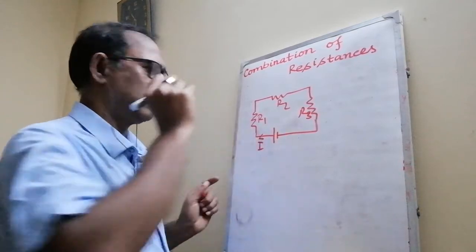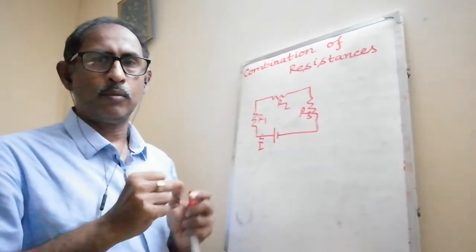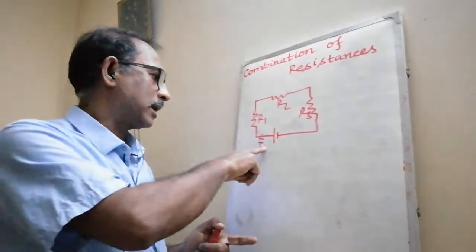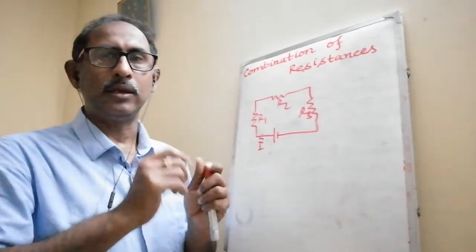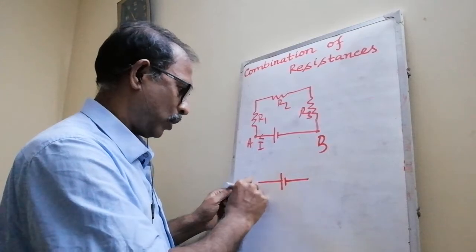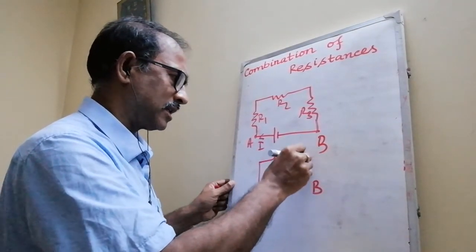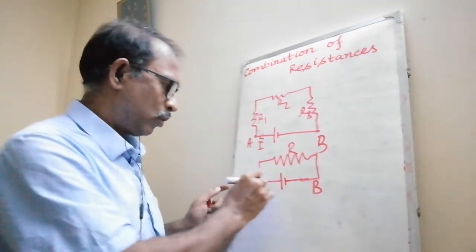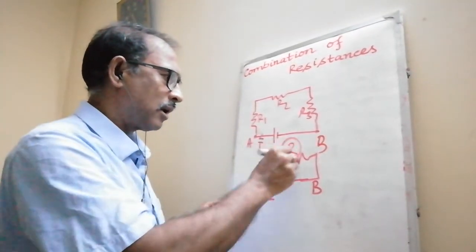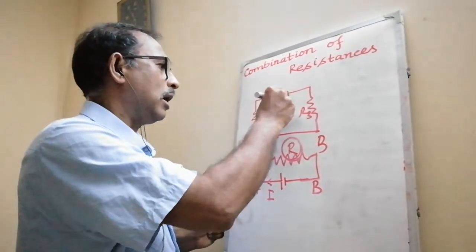And say the circuit current is I. Now, if we replace these resistors from the circuit and place a single resistance in such a way that the circuit current remains unaltered, that means remains I. That means say this point is A and this is the point B. Now these three resistances are removed, and in place of these we take a single resistance, say R, for which the circuit current remains unaltered, that means I. Then this R is known as the equivalent resistance of R1, R2 and R3.